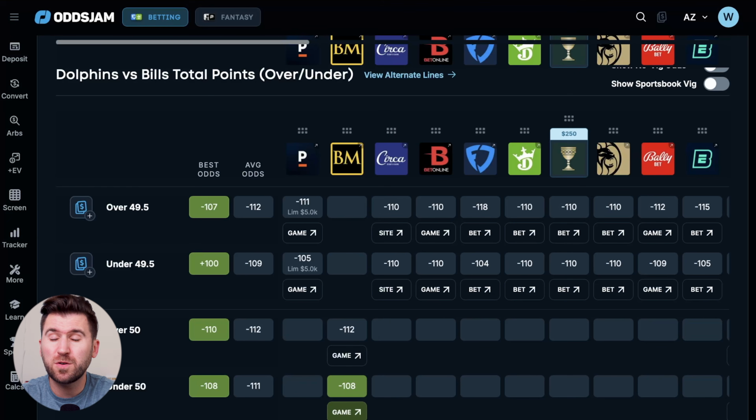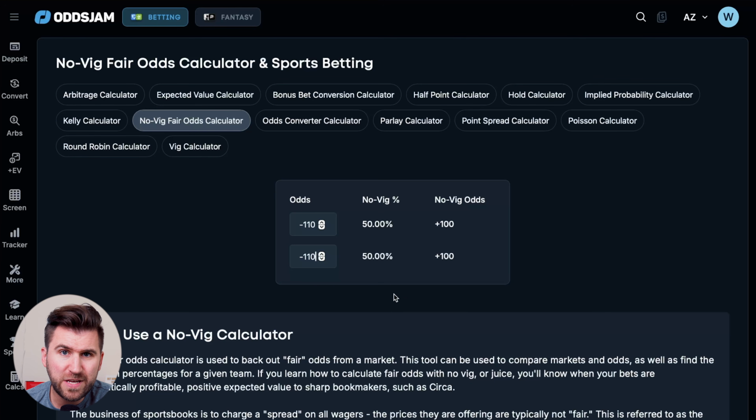The third calculator is absolutely crucial for understanding value, and that's the no vig fair odds calculator. Over here, looking at the total points for the Bills and the Dolphins, you can see that a lot of sports books have this priced at -110 on the over 49.5 and -110 on the under 49.5. When you see an over and an under at -110, that means the sports books mean that this is a 50% chance of hitting on either side.